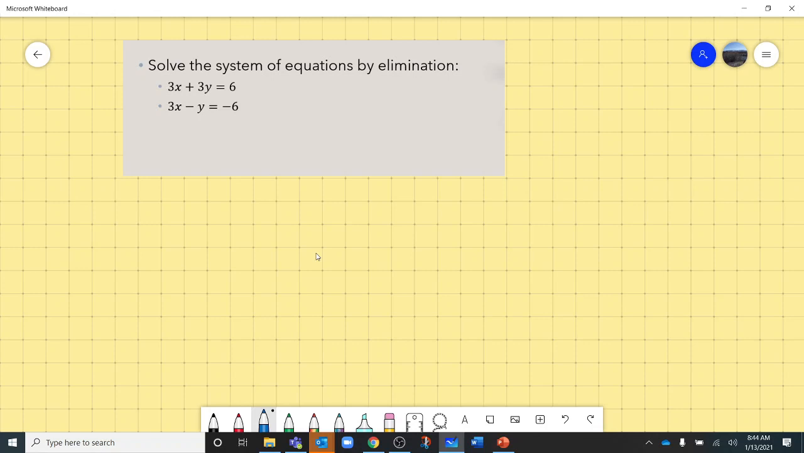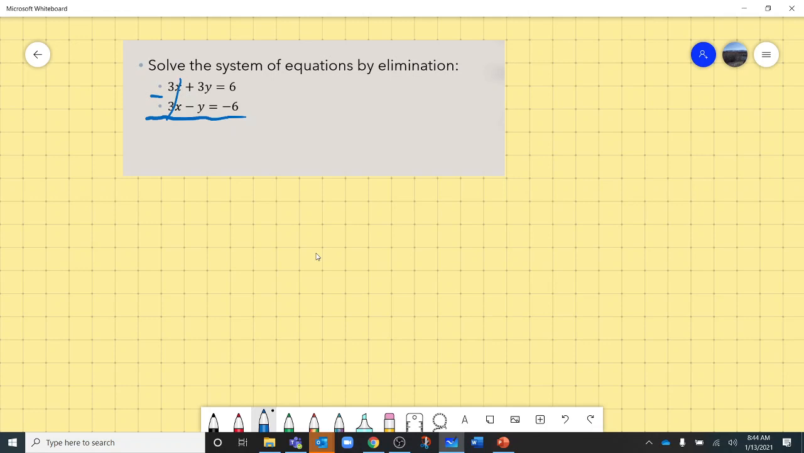In the previous example we added. This example we're actually going to subtract. So we're going to subtract our two equations. And make sure you do this term by term, or piece by piece, because otherwise you can get a little bit lost. 3x minus 3x is 0, so those cancel.